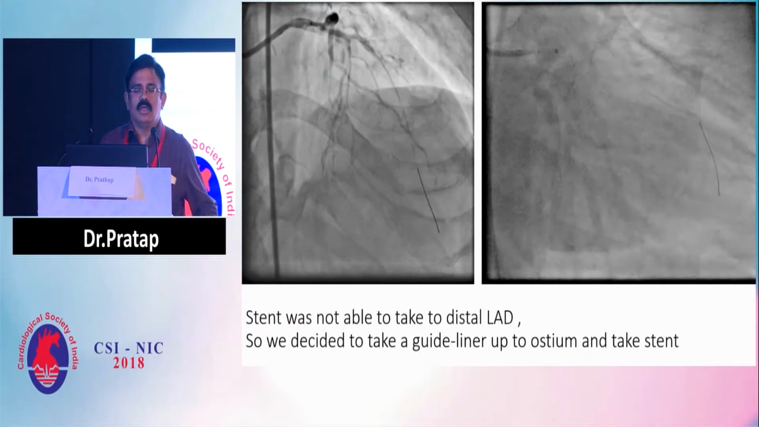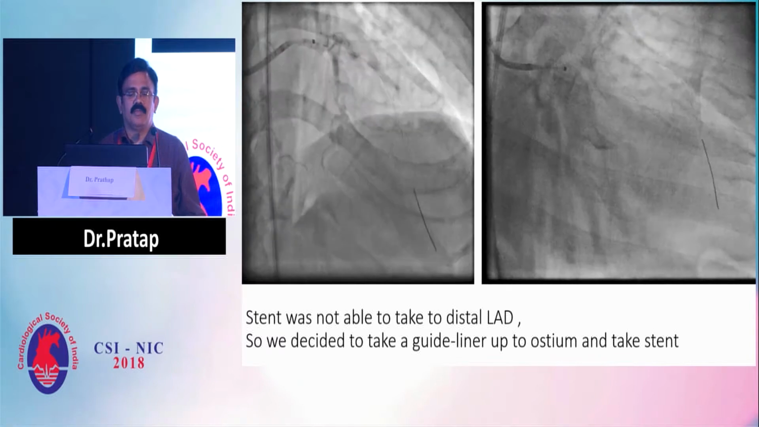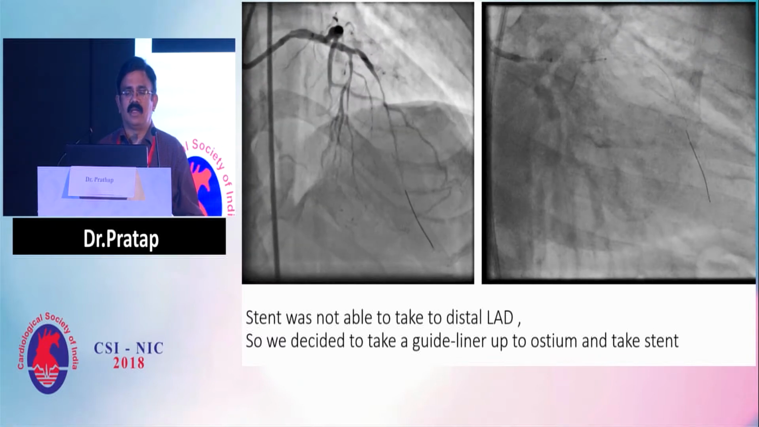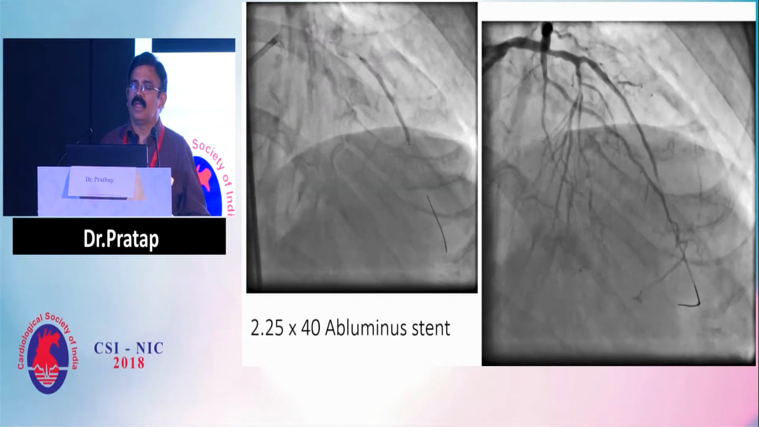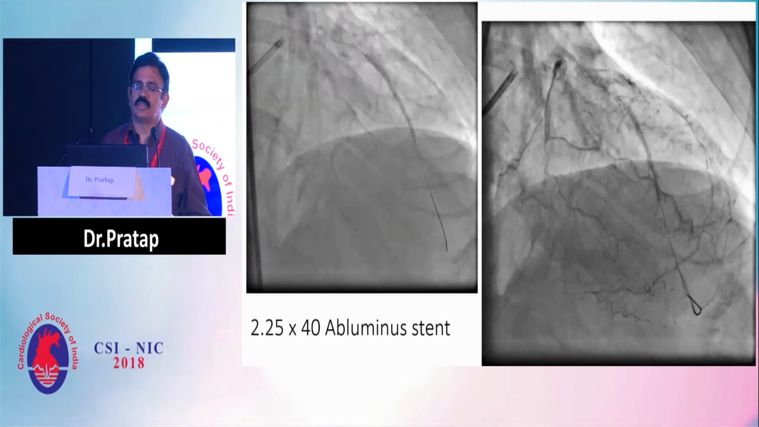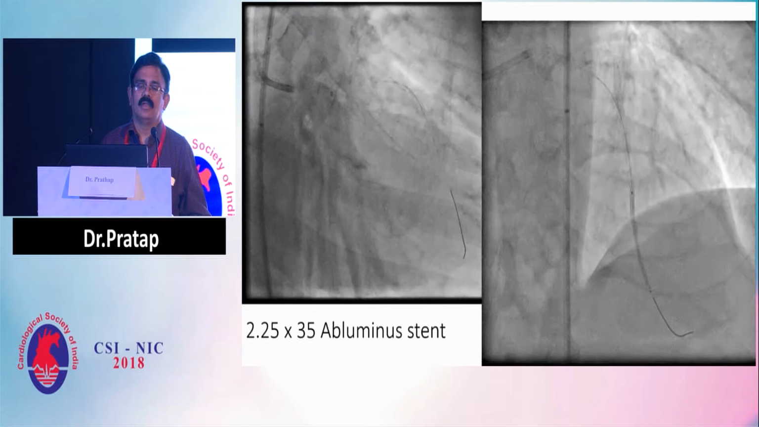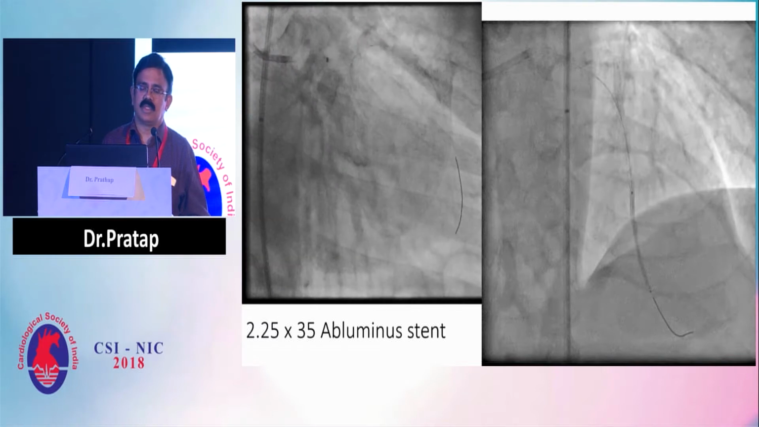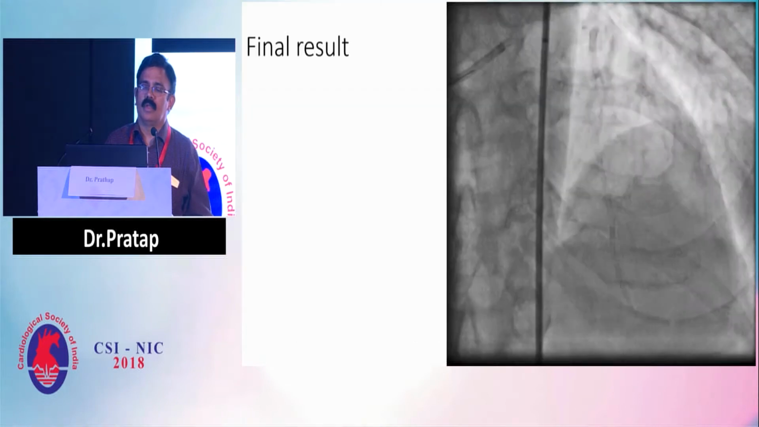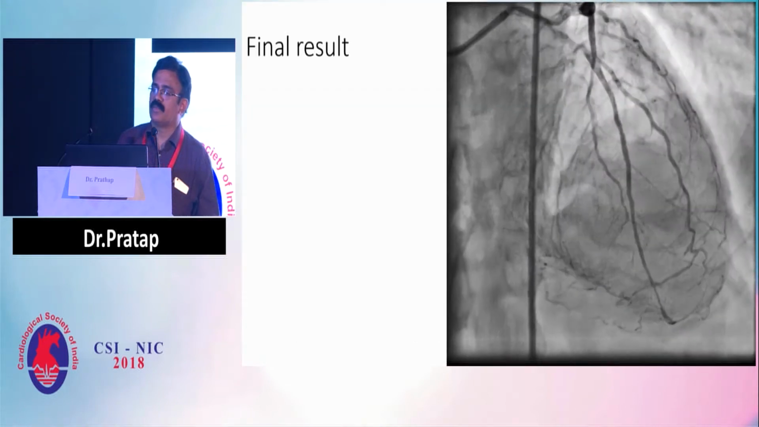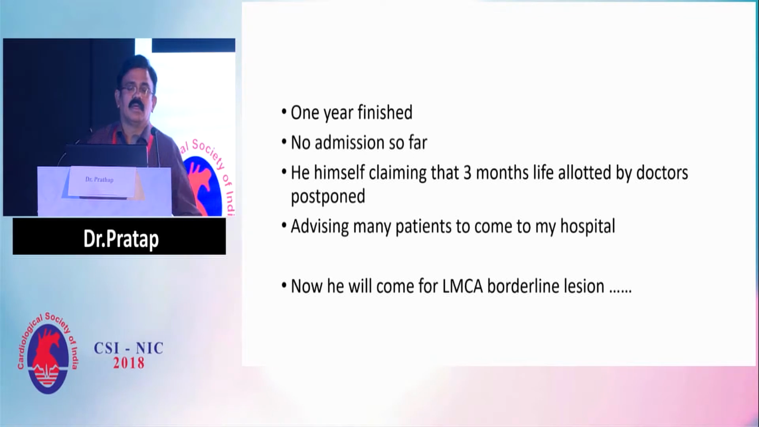Then the stent was not able to reach the distal LAD. We decided to take a guideliner up to the ostium of the LAD, and the stent was taken down through it; the next stent was also taken down through the guideliner. So two stents, 4.0 and 3.5, taken together, produced a result like this. And after 1 year, one year finished now, no admissions after that.